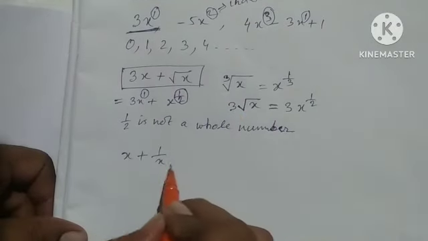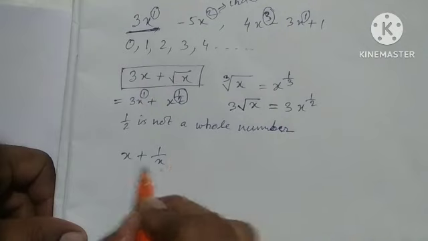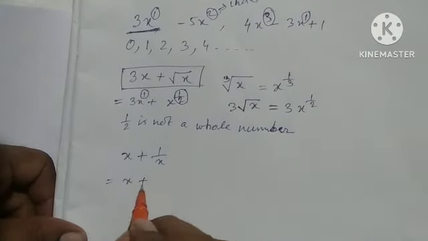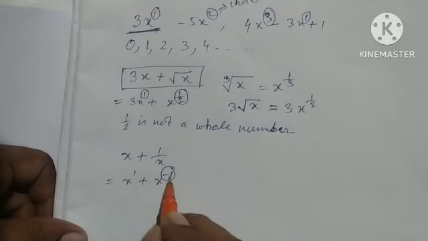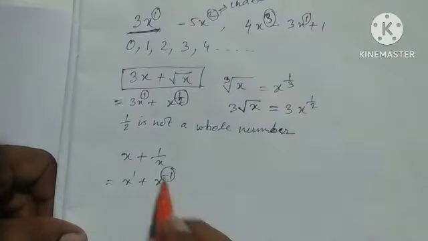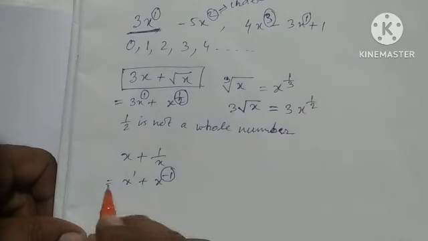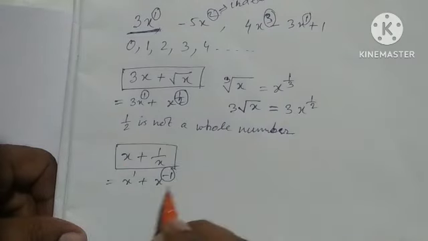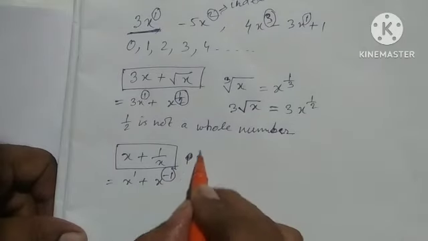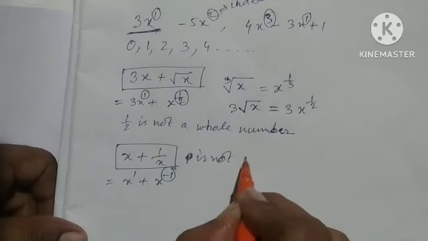x plus 1 by x, is it a polynomial or not? Here x plus 1 by x means x to the power minus 1. So minus 1 is not a whole number because whole numbers start from 0. Minus 1 is an integer, not a whole number. So therefore this algebraic expression is not a polynomial.